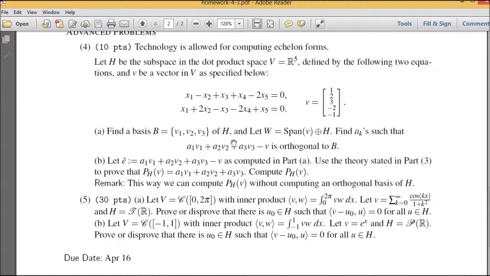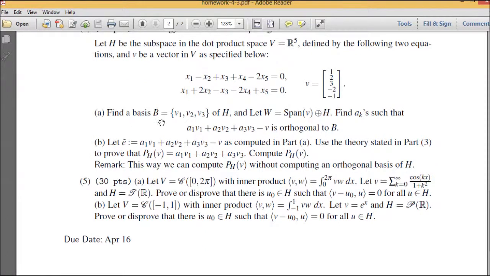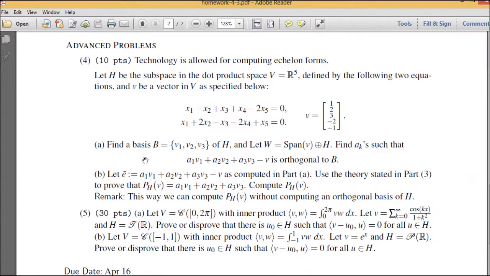H is a subspace defined by these two linear equations. And there is this V in 5-dimensional space. I ask you to find the basis of H. That's the first thing you have to do. Find some basis of H by solving this equation.